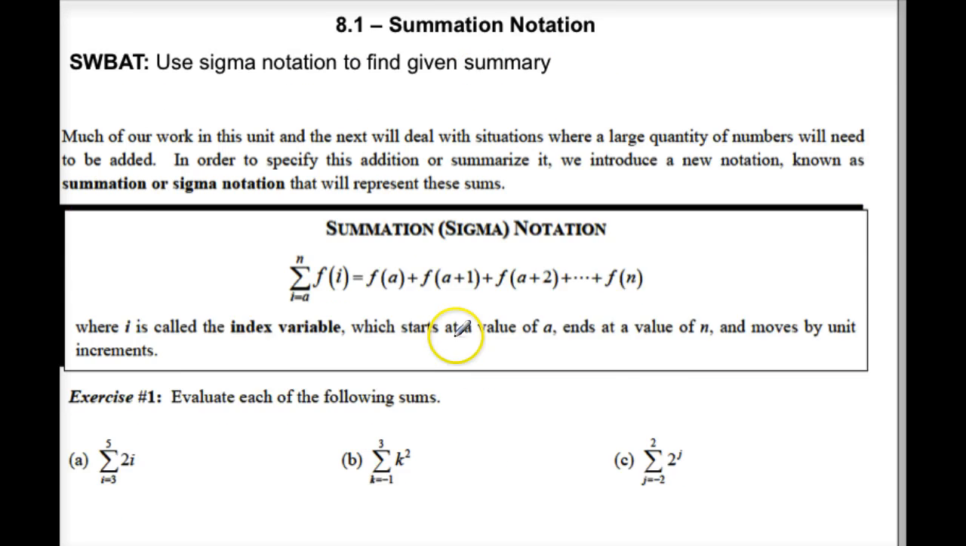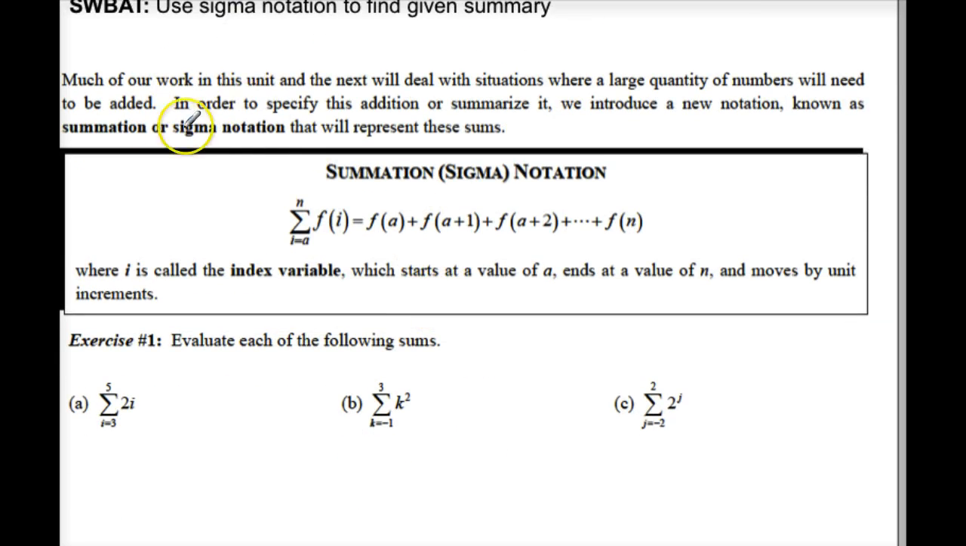Now, when you see sigma notation or summation, it is just this little sign right here, a Greek looking E. So it says, much of your work in this unit and the next unit will deal with situations where a large quantity of numbers will need to be added. In order to specify this addition or summarize it, we introduce a new notation which we're calling summation or sigma notation. So we're dealing with a lot of addition this unit and our other unit.